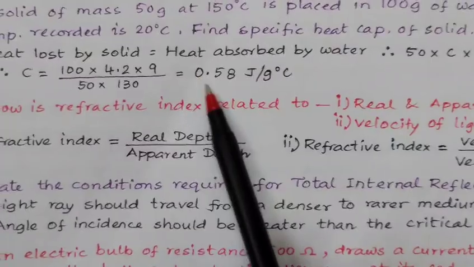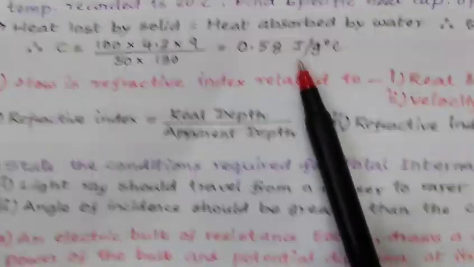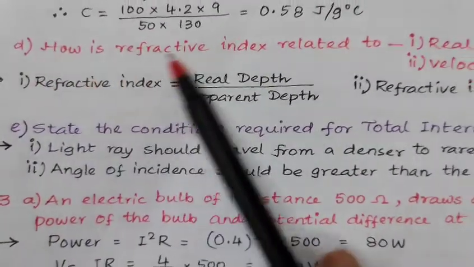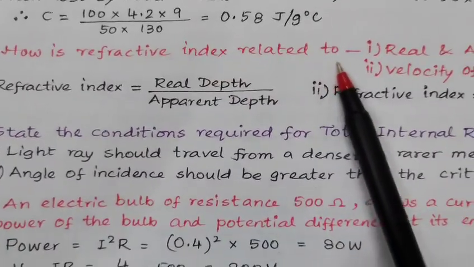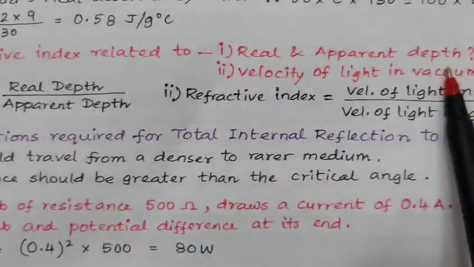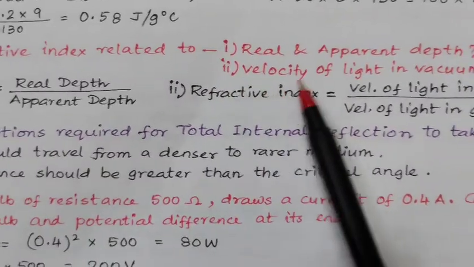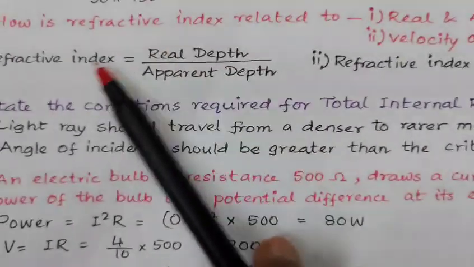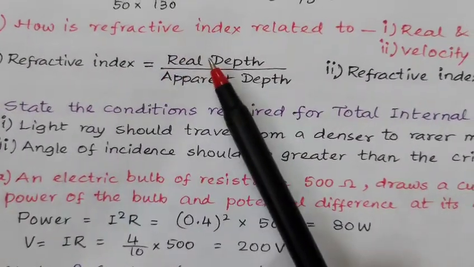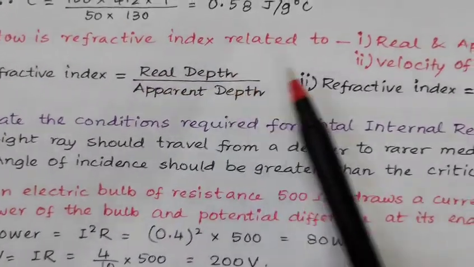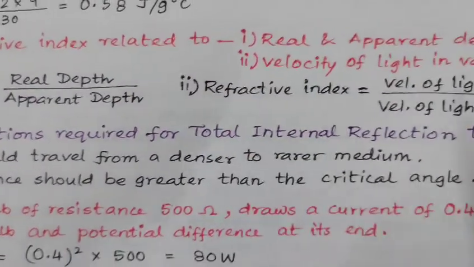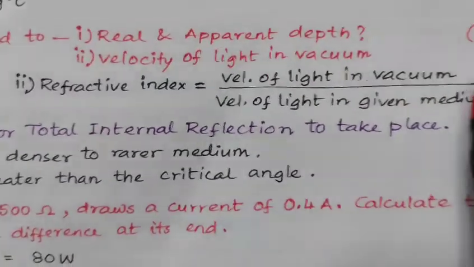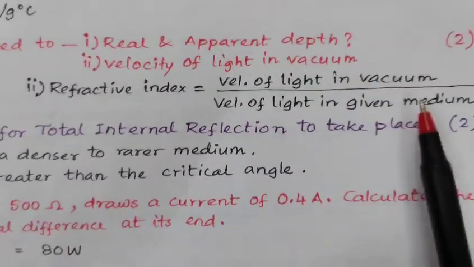So the answer is 0.58 joule per gram degree Celsius. D. How is refractive index related to the real and apparent depth and velocity of light in vacuum? The refractive index is equal to real depth by apparent depth. In other words, refractive index is equal to velocity of light in vacuum divided by velocity of light in the given medium.